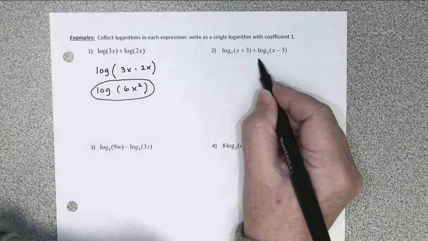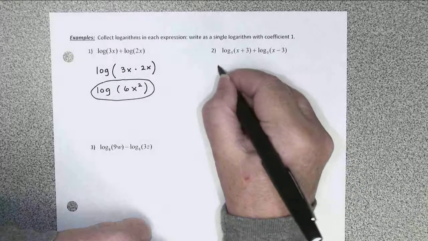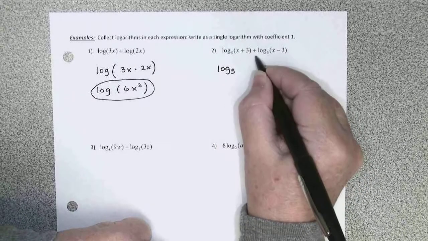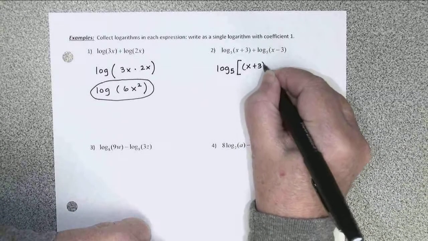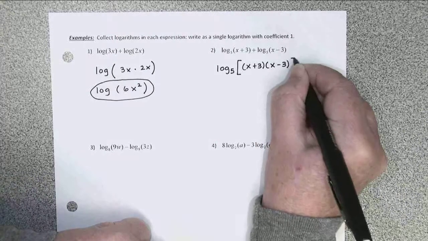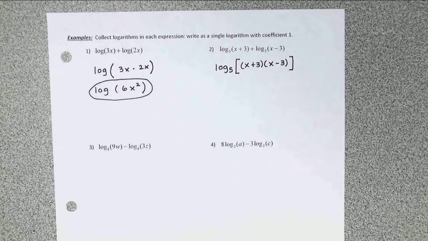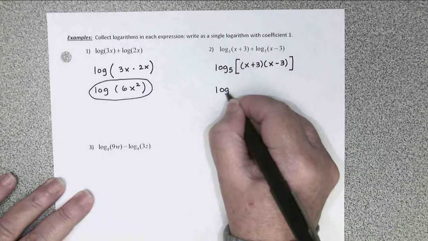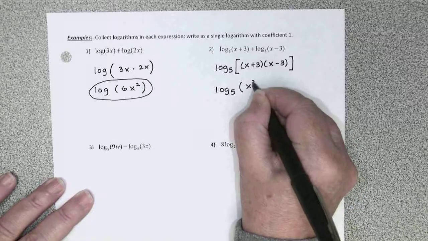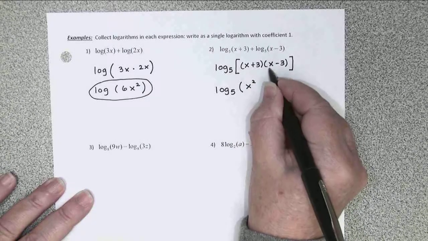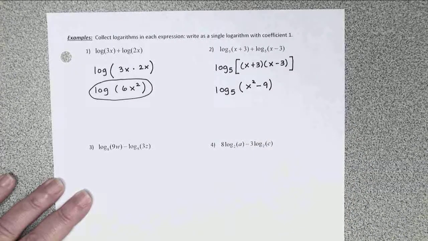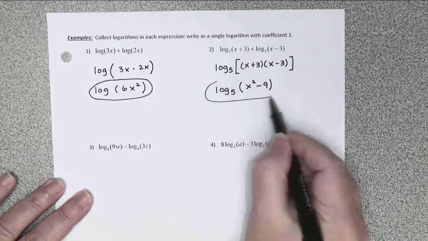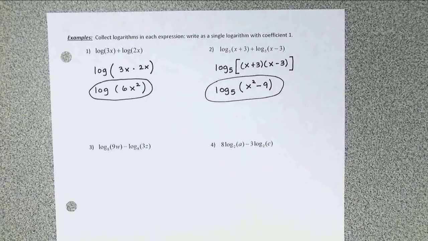Let's do the same sort of thing here. I've got the log base 5. And I can rewrite that sum by collecting my logs as x plus 3 times x minus 3 inside a single logarithm base 5. And I'm going to go ahead and multiply that out. That would be x squared. Notice the outer is negative 3x, and the inner is positive 3x, so they would cancel each other out. And that would get a minus 9. And again, that's done. I've gathered 2 logs into a single logarithm.